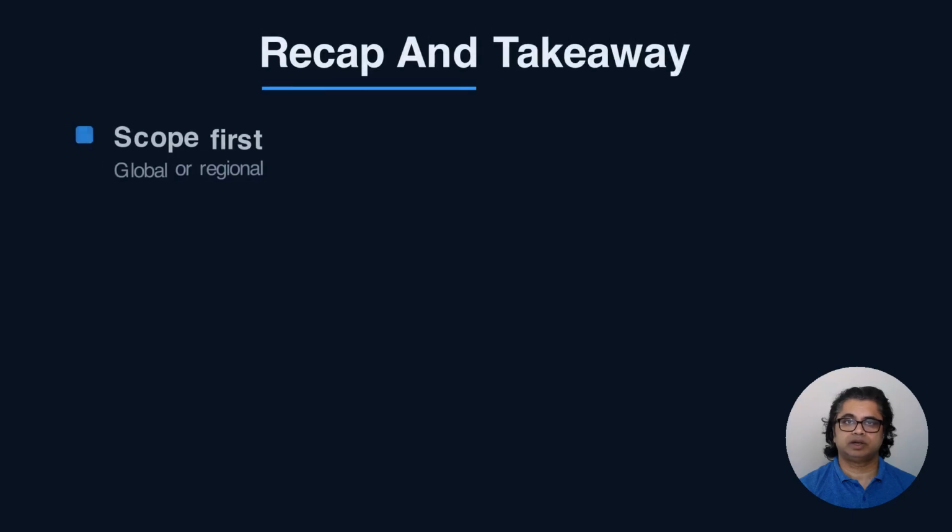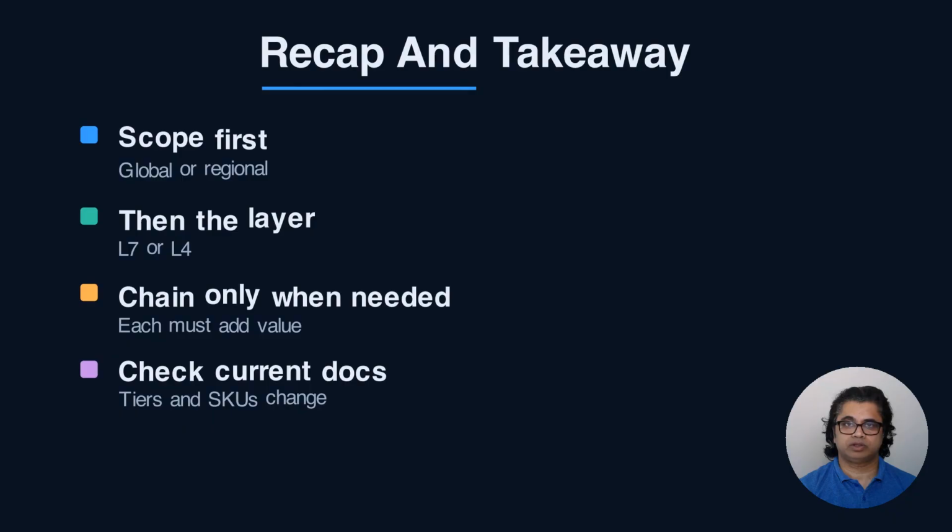So the stack top to bottom: Front Door for global edge routing and failover, Application Gateway for regional Layer 7 rules and the web application firewall, and Azure Load Balancer for fast internal Layer 4 distribution. The discipline is matching scope and OSI layer to the actual requirement and chaining them only when each adds something real. Your one actionable takeaway: before adding any of these, write down whether you need global versus regional and layer 7 versus layer 4. That single sentence picks the service for you. Pricing and SKU features change often, especially Front Door tiers and Load Balancer basic retirement. So confirm against the current Azure docs before you commit.